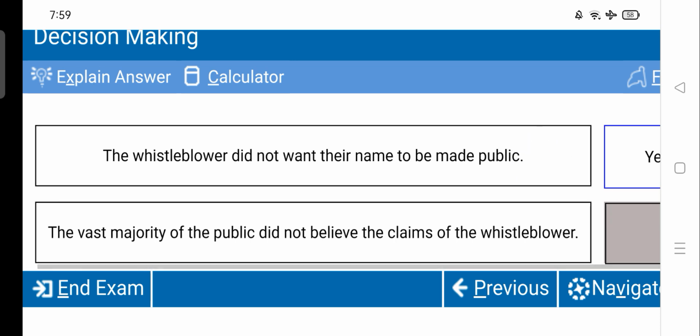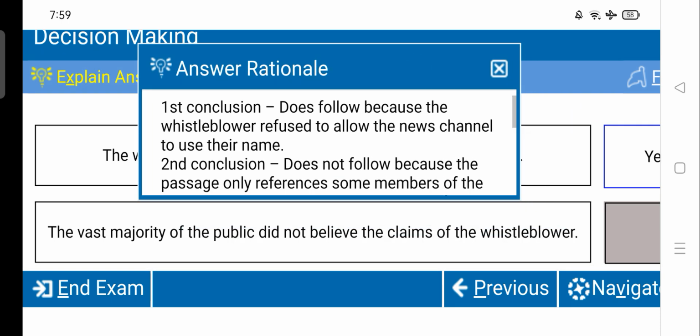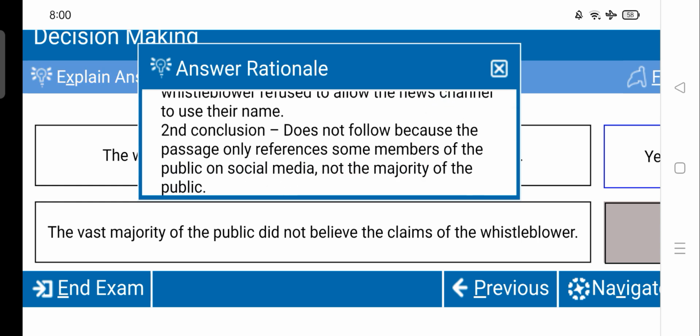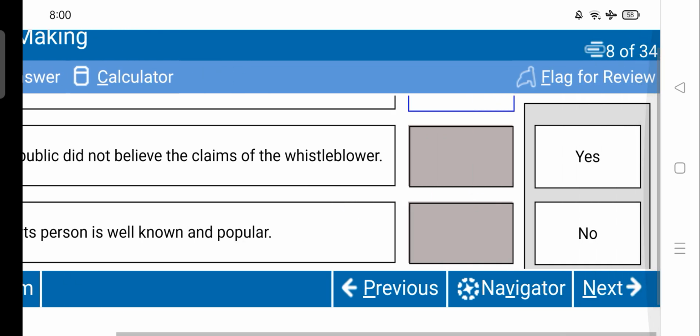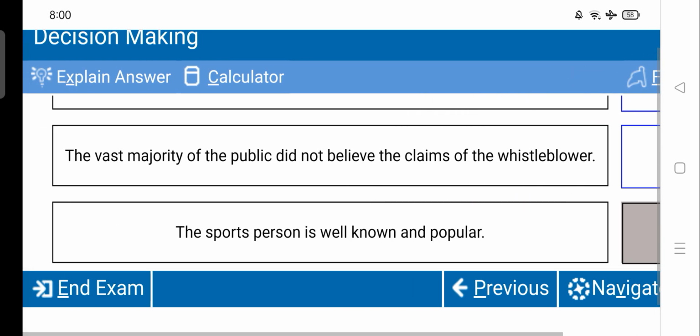Next, we have a second conclusion which says the vast majority of the public did not believe the claims of the whistleblower. It does not follow because the passage only references some members of the public on social media, not the majority of the public. So this one does not follow, that's why we will drag a no and drop it here in front of this conclusion.